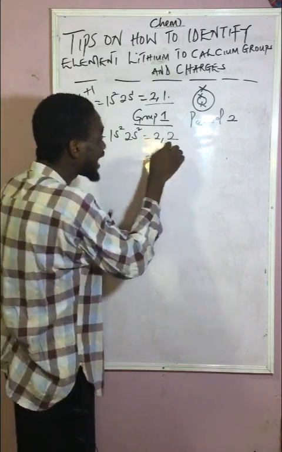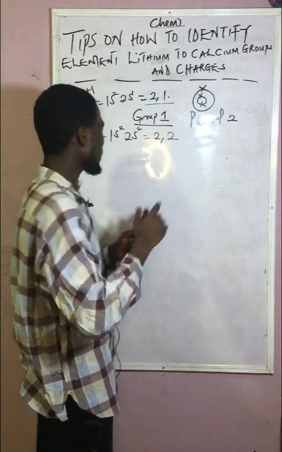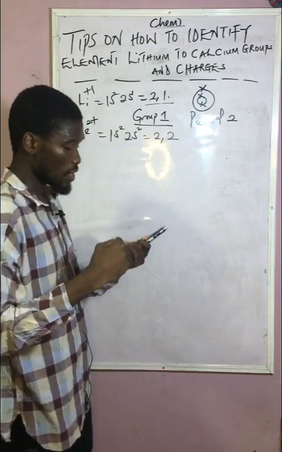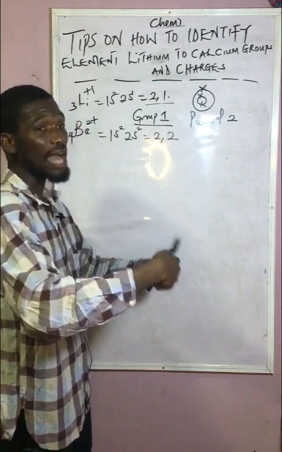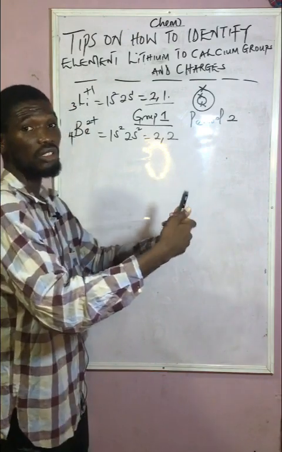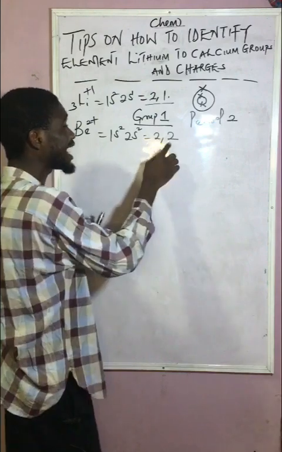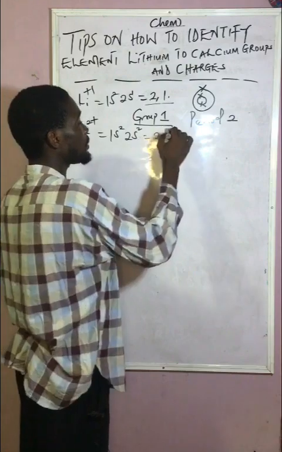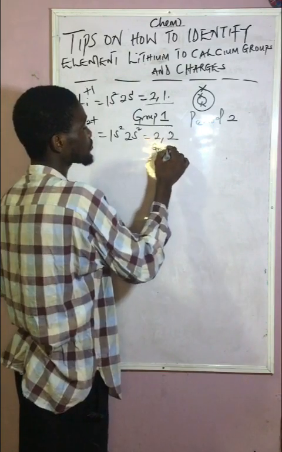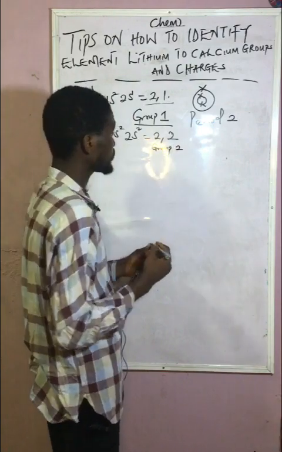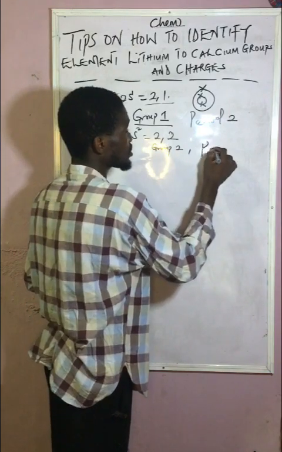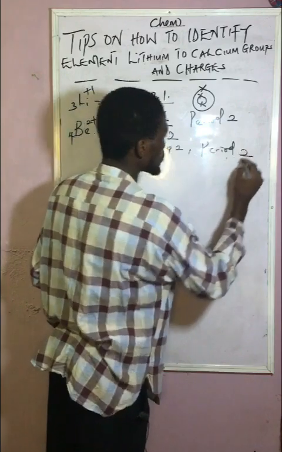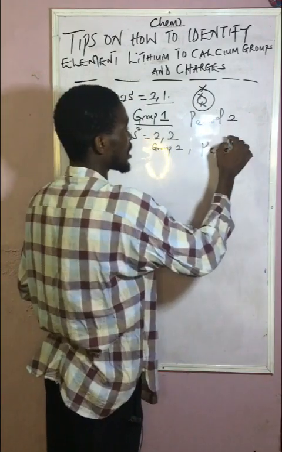So the outer electron here is 2. That gives us beryllium as plus 2, because I told you guys earlier that from group 1 to 4, the outer electron determines the charge of that element. And the outer electron here is 2, plus. So these 2 here represent the group 2. Then let's count how many periods: 1, 2. We have period 2.